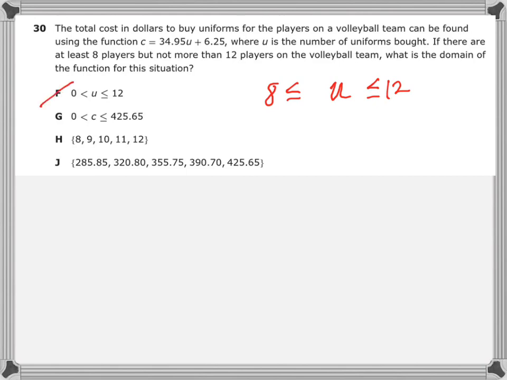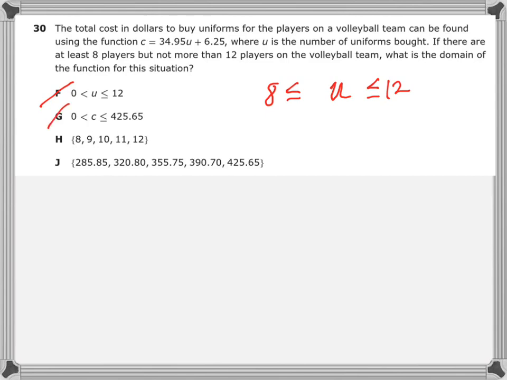All right, so then let's take a look at answer choice G. G says C, so this would be our range. This would be a possible range of values. C is our dependent variable. The cost is dependent on the number of uniforms. So this involves our range. So go ahead and cross out answer choice G.